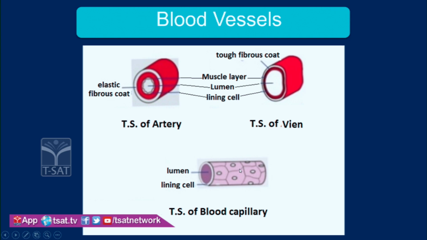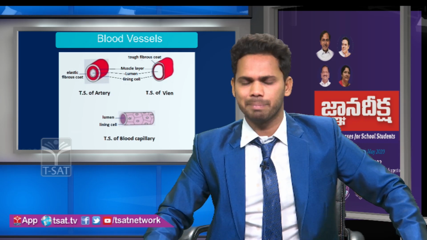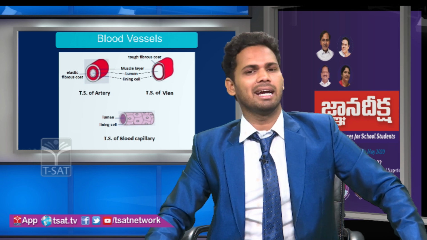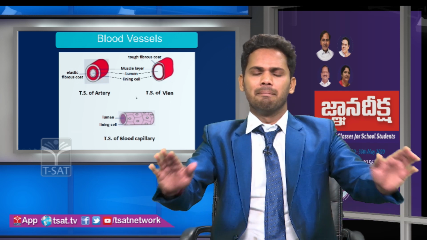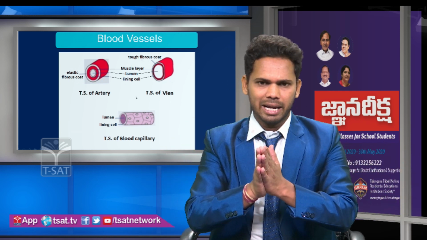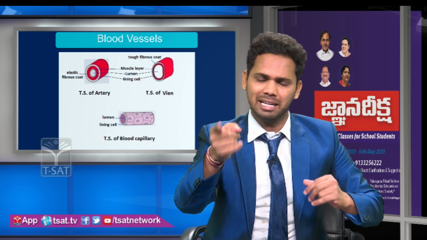The last one is very microscopic in nature. Actually we can't see that, but if you observe under the microscope, that is the image you can see. It's a lumen. Again, lumen means space, as I said just now. Lining cells, some cells you can see here. So these are the blood vessels. Blood vessels always transport blood from one place to another place.